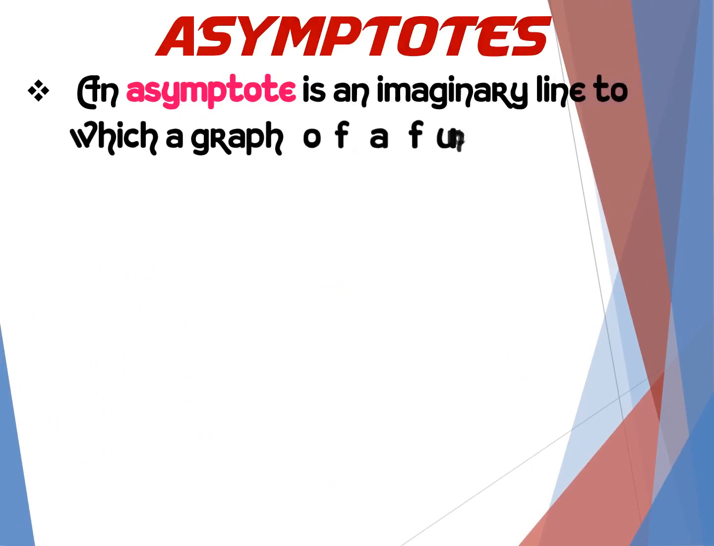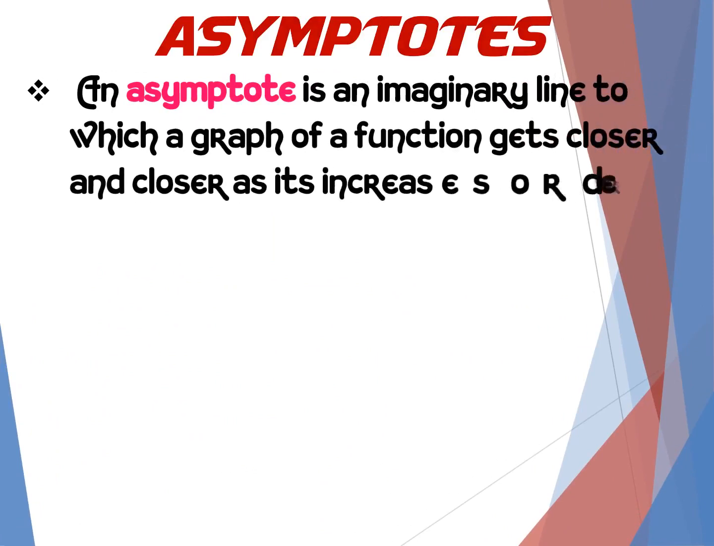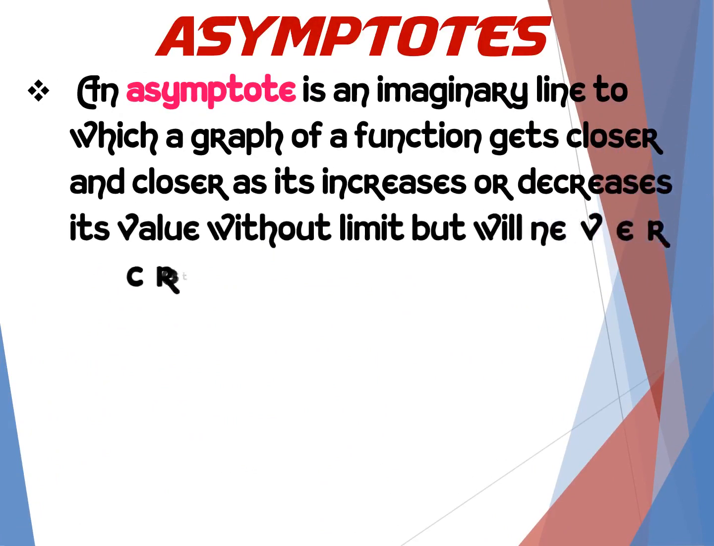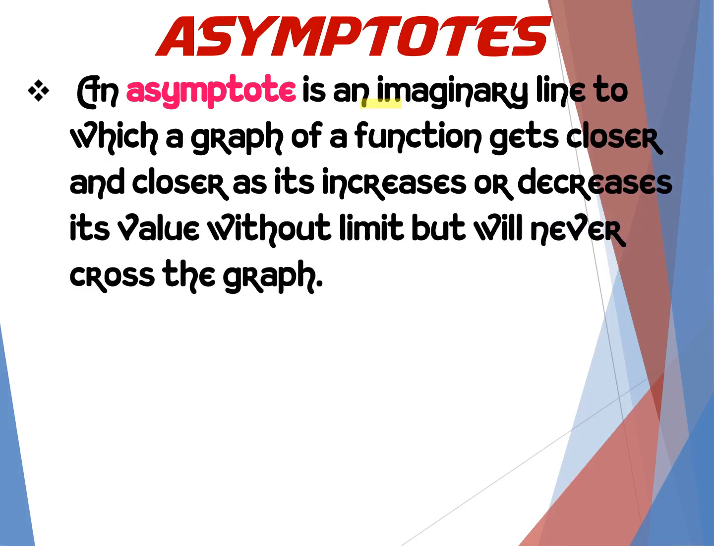But let us first define what an asymptote is. An asymptote is an imaginary line to which the graph of a function gets closer and closer as it increases or decreases its value without limit, but it will never cross the graph. So it is an imaginary line. It will not touch the graph.